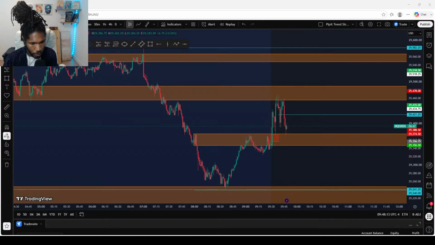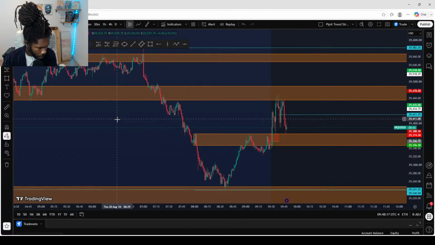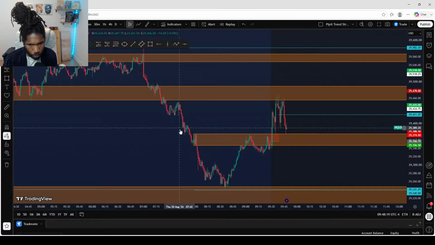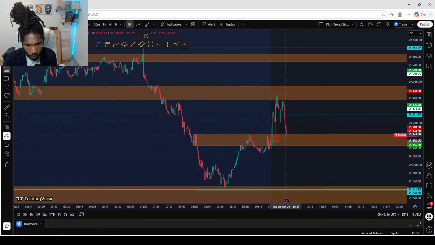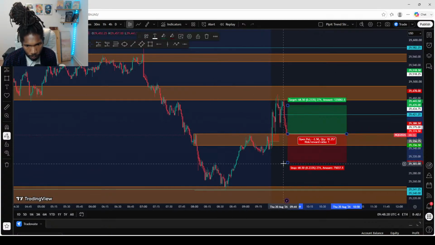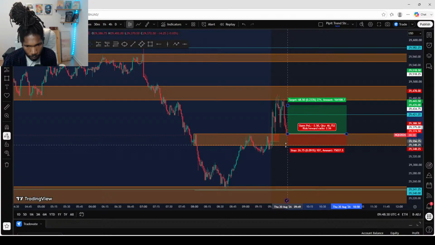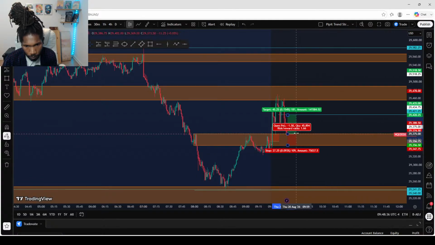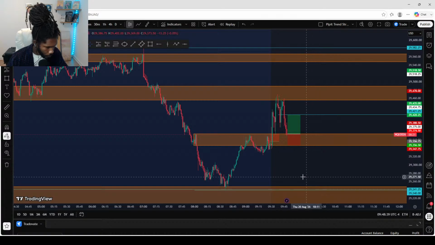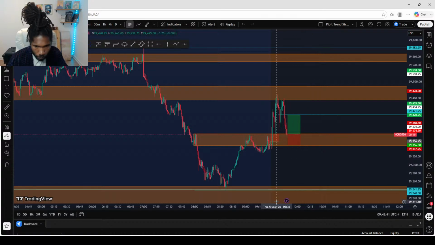Actually, what I'm going to do is I'm going to go ahead and start looking at YM, because this might be a buy setup to take it back into that range, for 1.5 to 1.